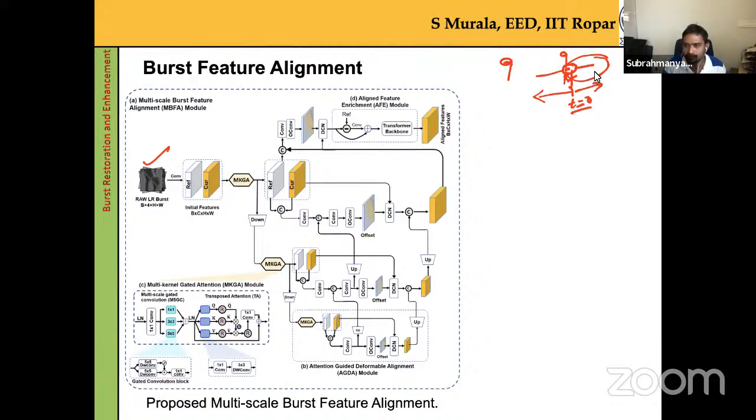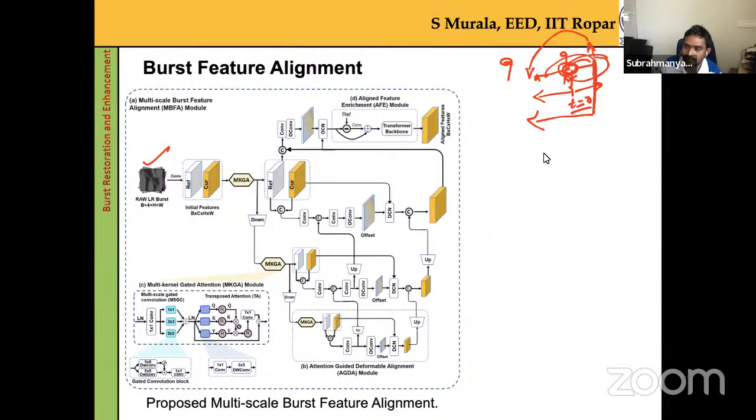Ideally, when I click my photograph, it is taken at this location only. From this location, it is picking 9 frames, but I am taking the center frame as the reference frame, because I would say that the center frame is less likely to be misaligned with the other frames. If I consider this one as the reference frame, what happens? This frame is largely misaligned with this frame.